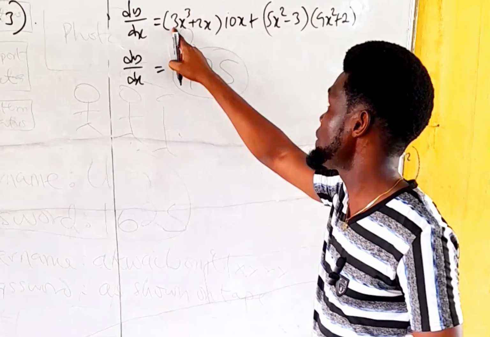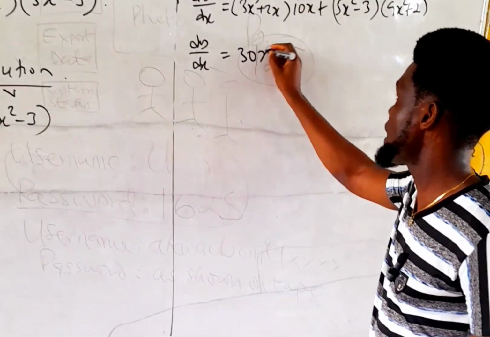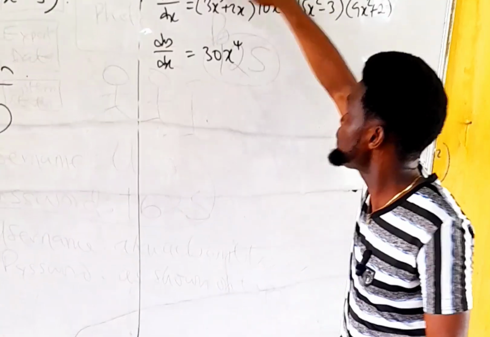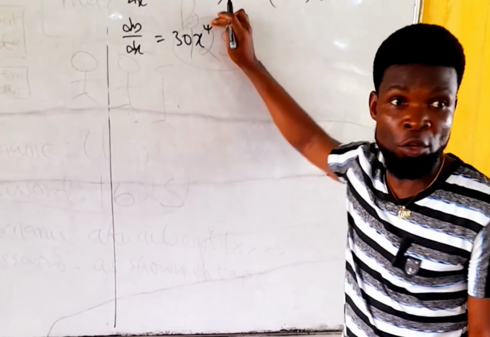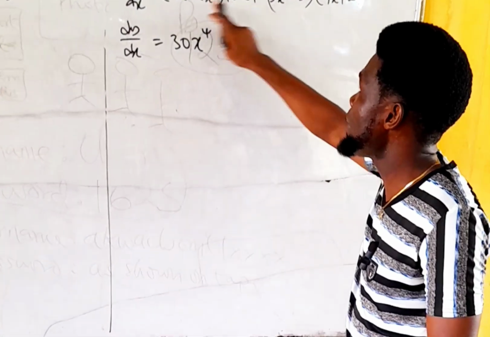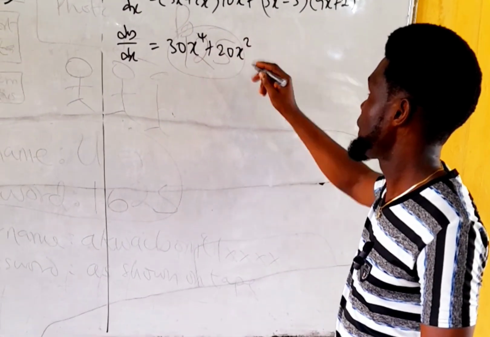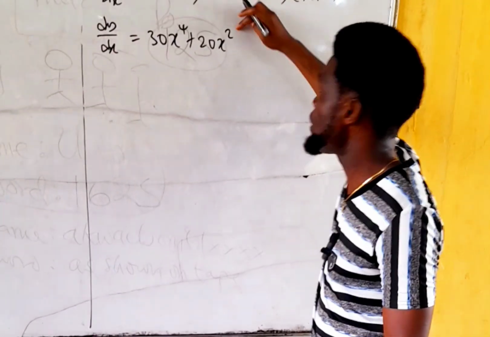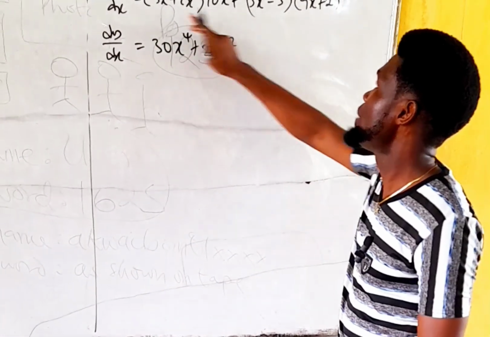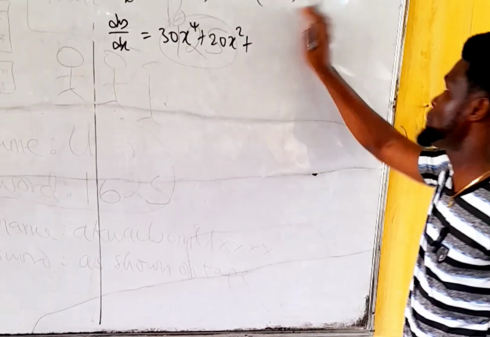Because 3 times 10 is 30, x cubed times x is x raised to the power 4. Power 3 plus power 1 is 4 from the laws of indices, right? Yes. We're done with that. Then 10x times 2x is 20x squared, because power 1 plus power 1 is 2. Then 2 times 10 is 20. We're done with that.